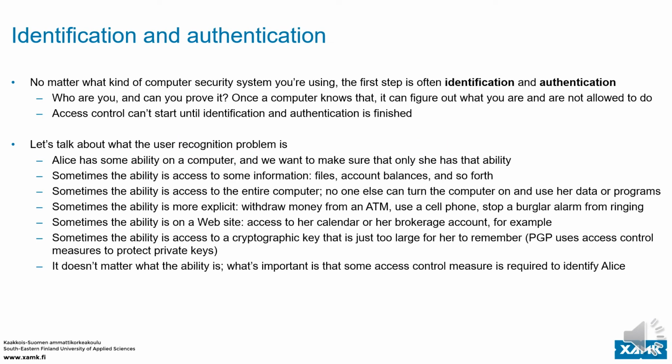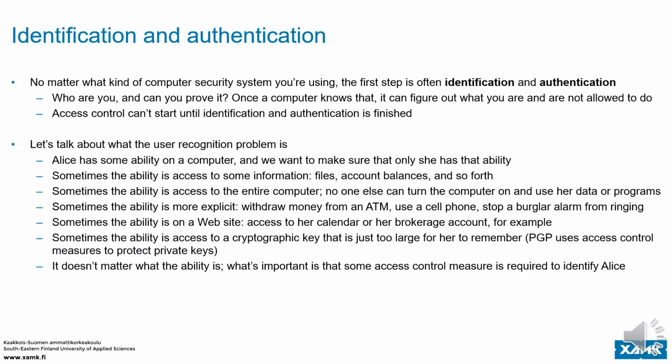No matter what kind of computer security system you're using, the first step is often identification and authentication. Who are you, and can you prove it? Once a computer knows that, it can figure out what you are and are not allowed to do. Access control can't start until identification and authentication is finished. Let's talk briefly about what the user recognition problem is.